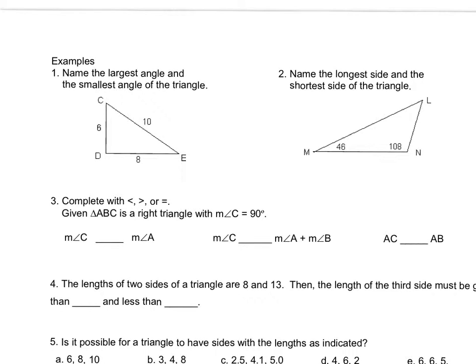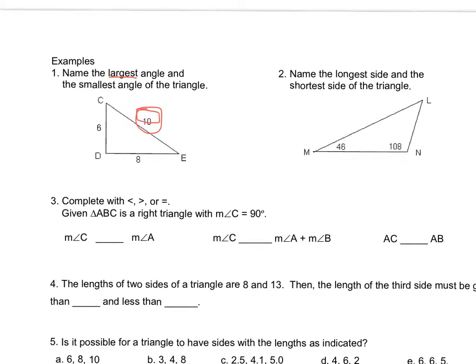Now for some examples using our inequalities. If we want to name the largest angle and the smallest angle of the triangle, we remember that our triangle inequalities told us that we can match up our sides with our angles, and that can help us determine which are the largest and which are the smallest. We want the largest angle, so we look for the longest side.